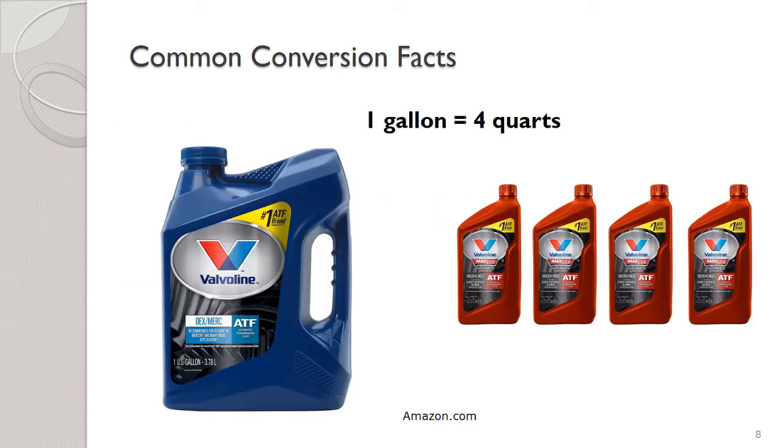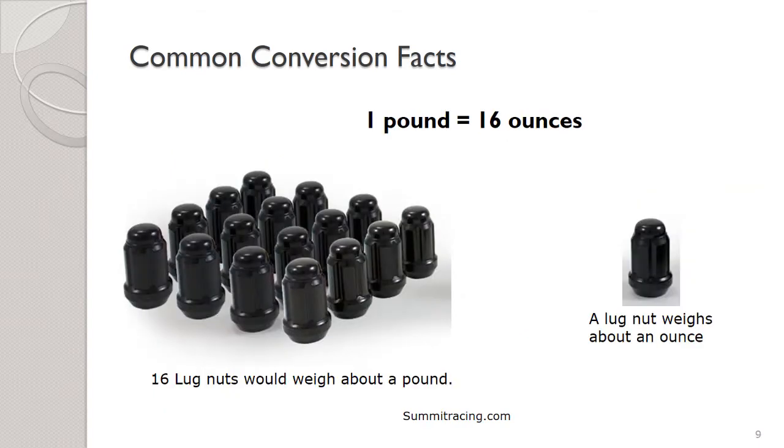A gallon is 4 quarts. Hopefully that one you recognize. Think about a quarter. There's 4 quarters in a dollar, 4 quarts in a gallon. A pound is 16 ounces. Think about lug nuts. A typical lug nut weighs about an ounce. It's going to vary, of course, but a set of 16 lug nuts would then be about 16 ounces. It's going to be about a pound if you hold them all in your hand.